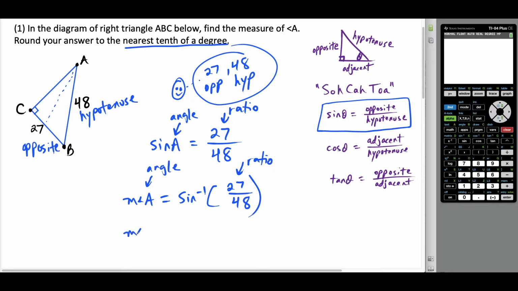So that tells us the measure of angle A is equal to, and we're just going to go ahead and type in sine inverse, which is second sine, and we've got 27 over 48. To the nearest tenth, that's going to be 34.2 degrees. So that is the measure of angle A.